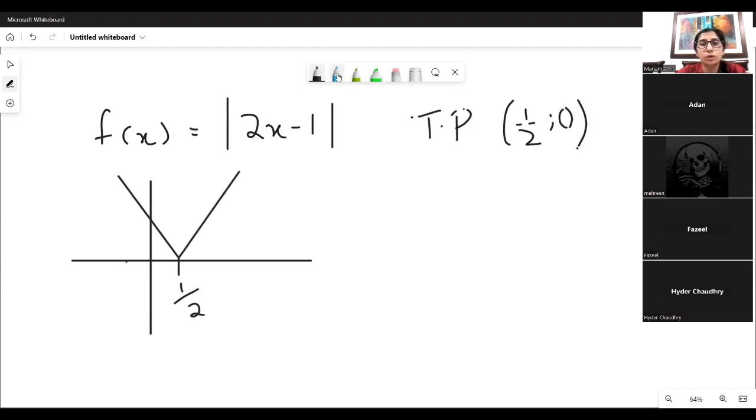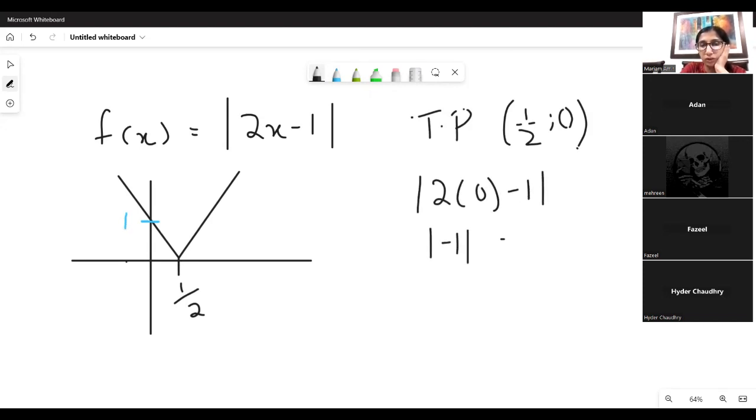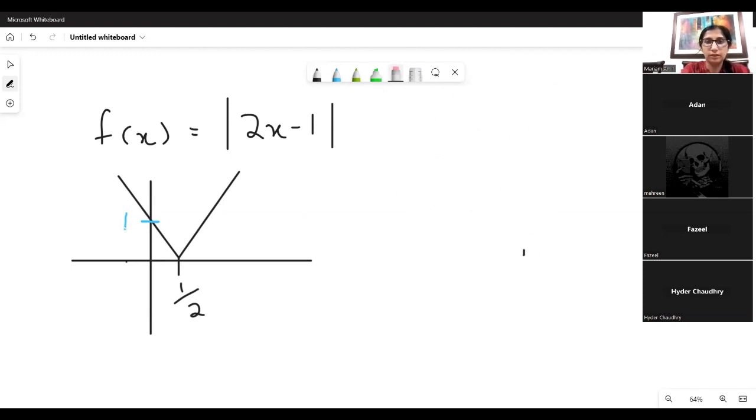And tell me what is going to be the y-intercept. 1. You simply substitute x as 0. So 2 times 0 minus 1 is modulus of -1, which is 1. So 1 आ गया. ठीक है. So this is a rough sketch. अब अगर domain change हो जाती है, domain given is between -1 less than x less than or equal to 3.